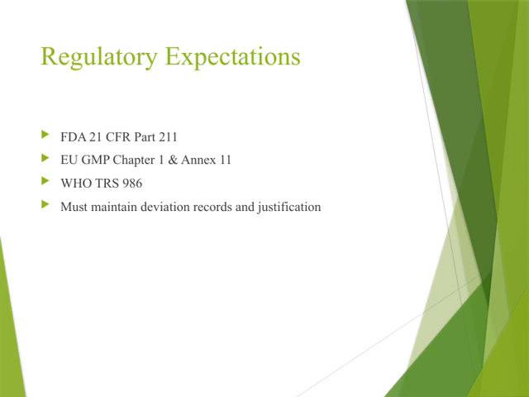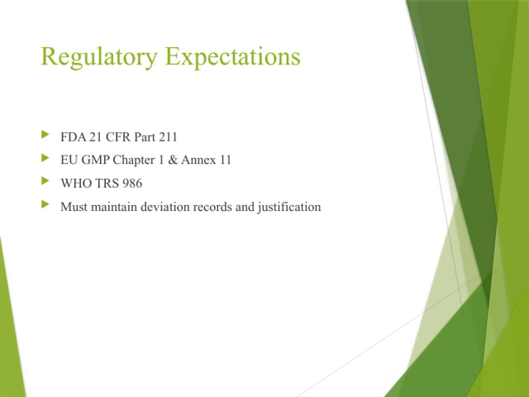The WHO TRS 986 also provides international guidance, underscoring the necessity of keeping precise deviation records and providing valid reasons for any departures from standard procedures. Overall, the key takeaway here is that maintaining comprehensive deviation records and their justifications is a critical aspect of compliance across all these regulatory frameworks. This not only helps us stay compliant, but also ensures transparency and accountability in our manufacturing processes, ultimately safeguarding product quality and patient safety.